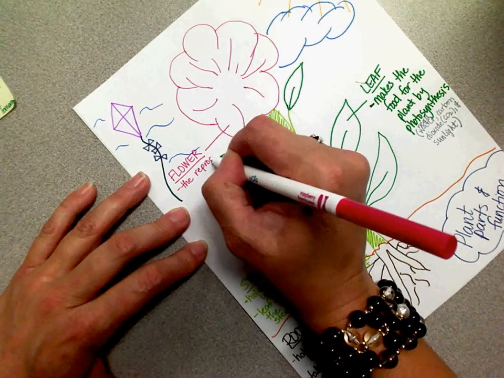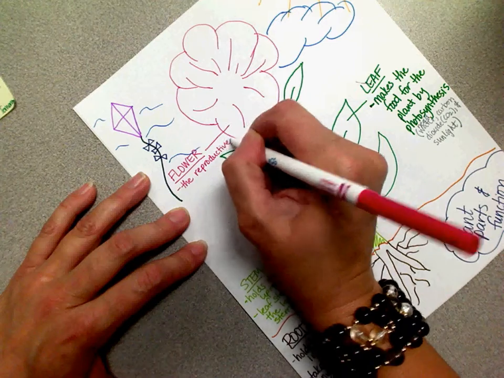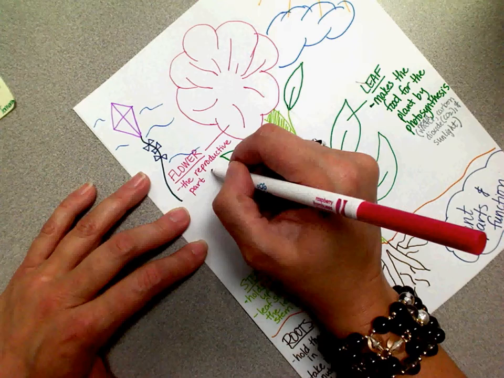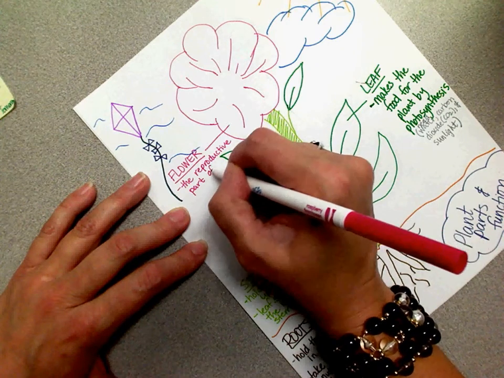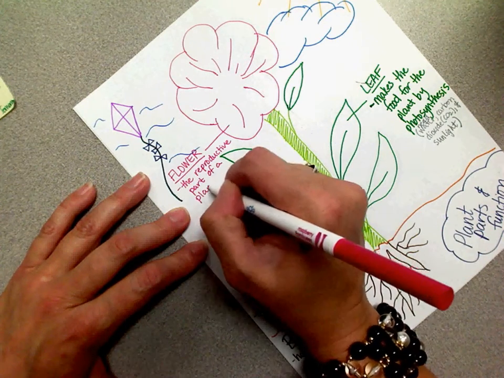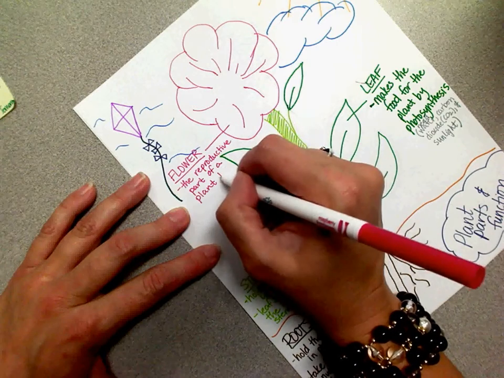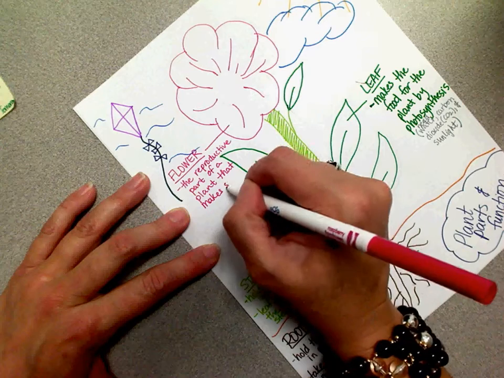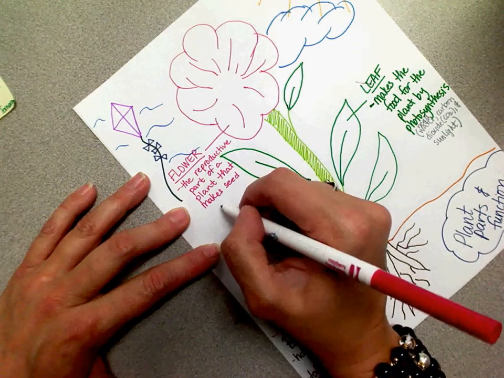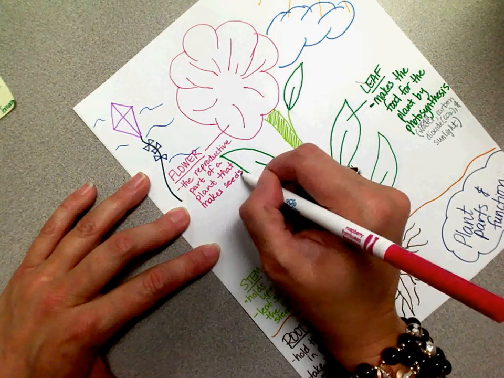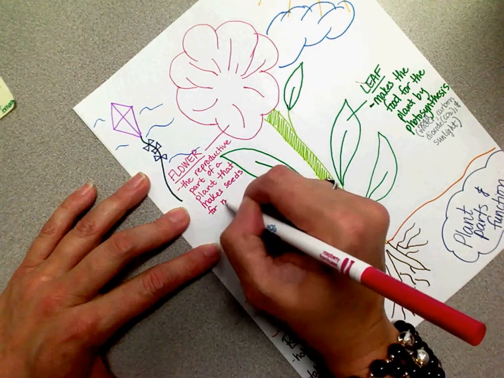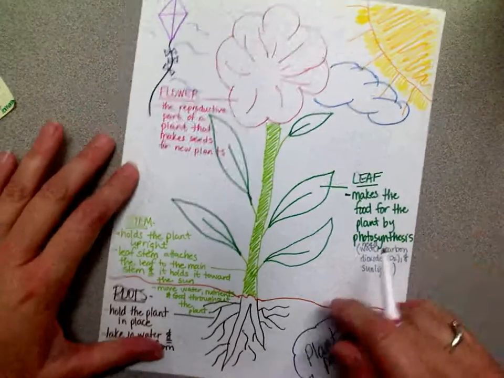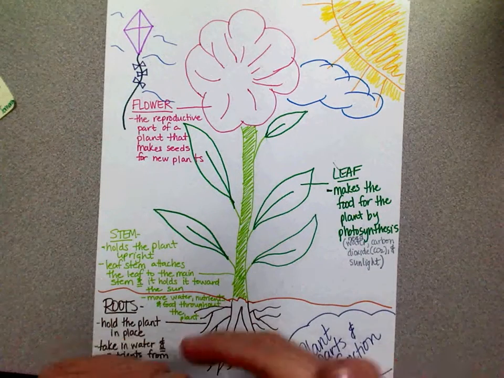The reproductive part of a plant that makes seeds for new plants. Okay? Make seeds for new plants.